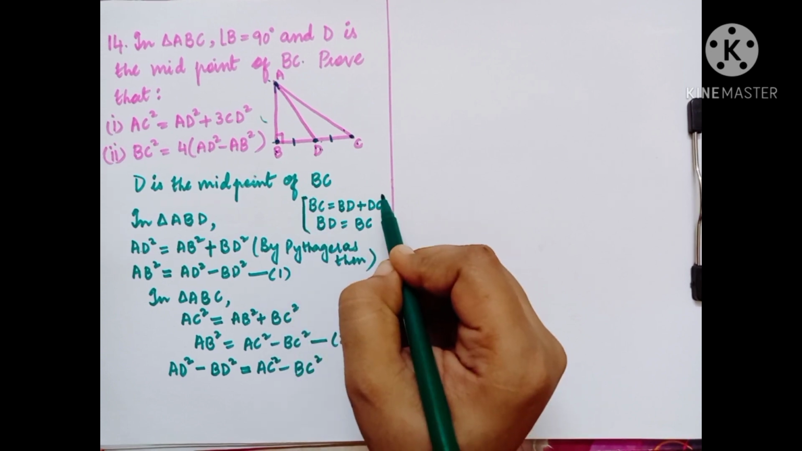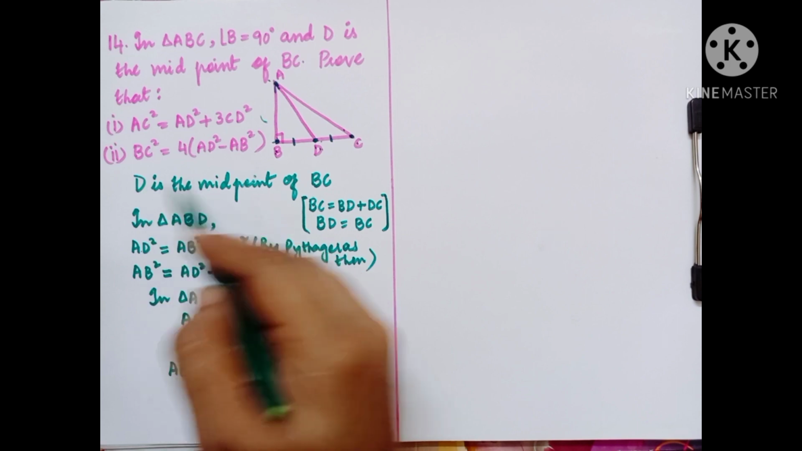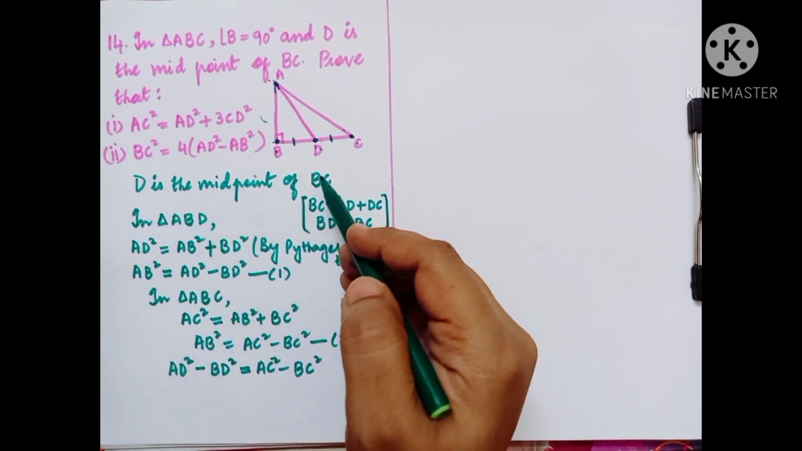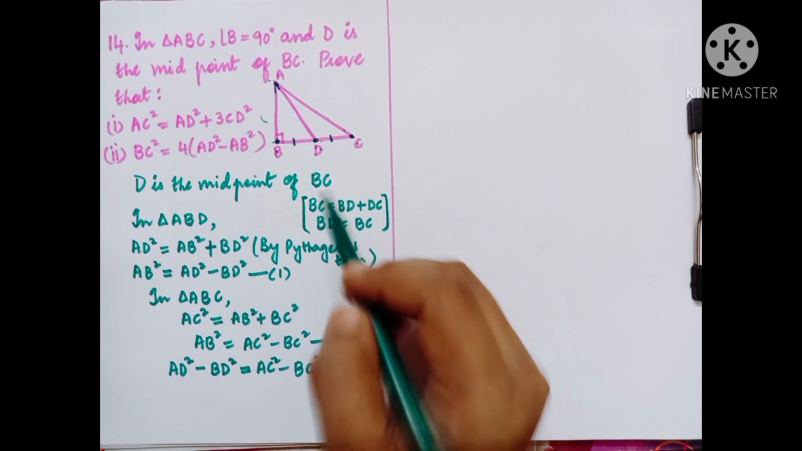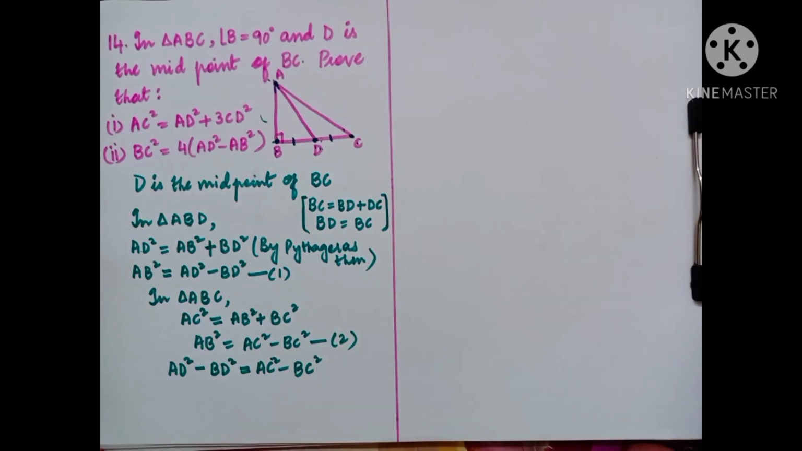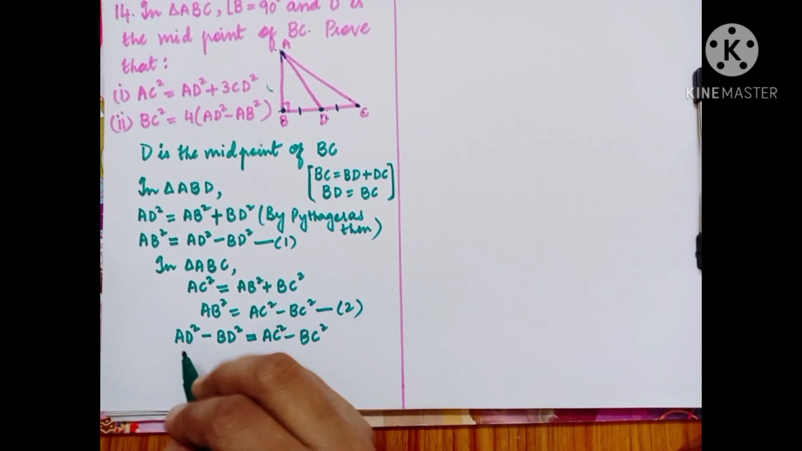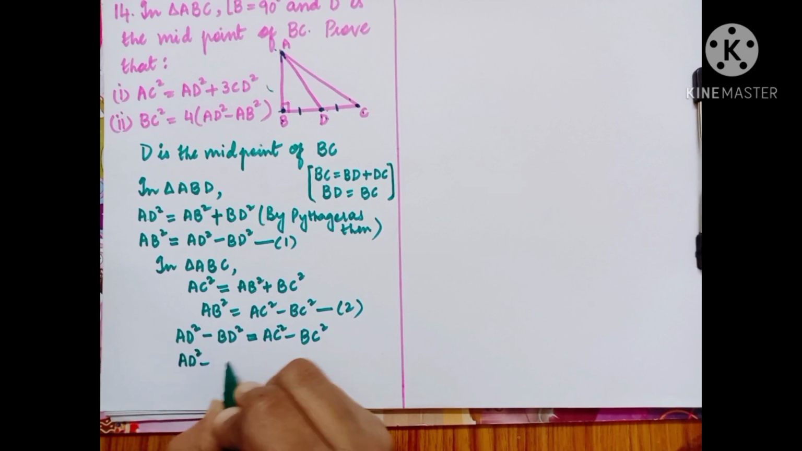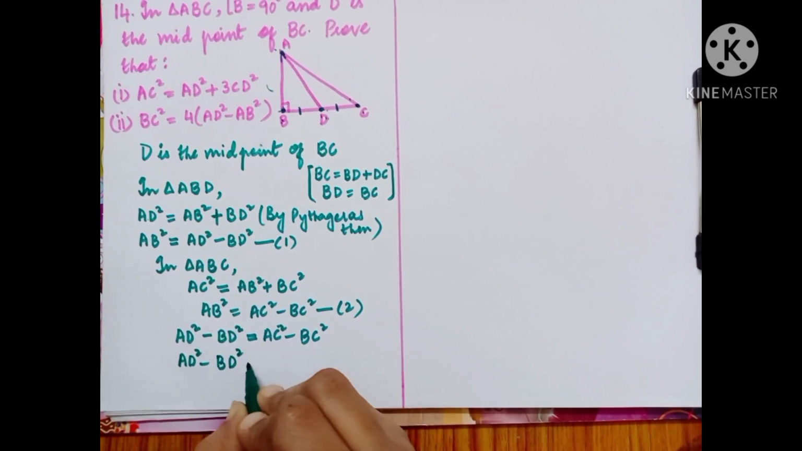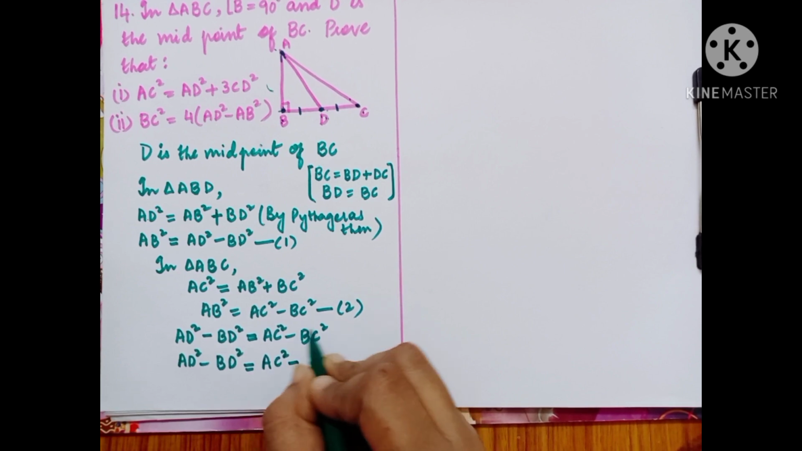Whatever conditions we identified, like D is the midpoint of BC is given in the question, so from that we have written these parts. This we can apply over here now. So now you can see AD square minus BD square, let us keep as it is, then AC square minus this BC square.